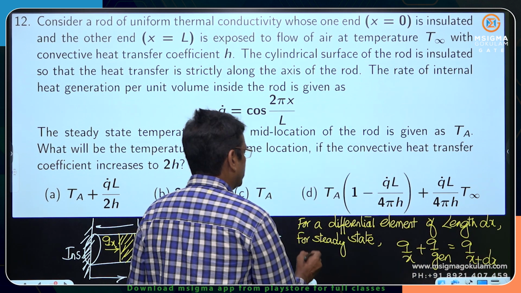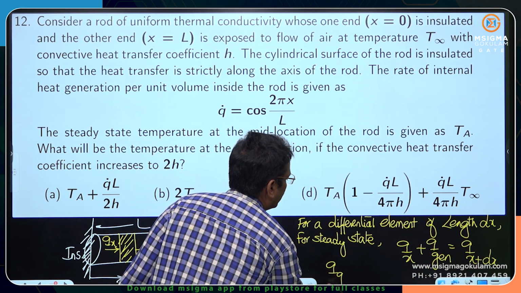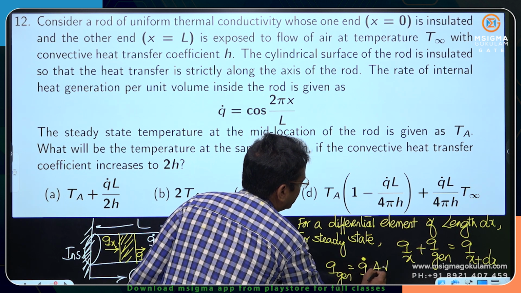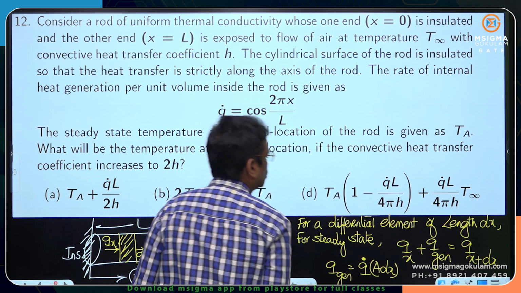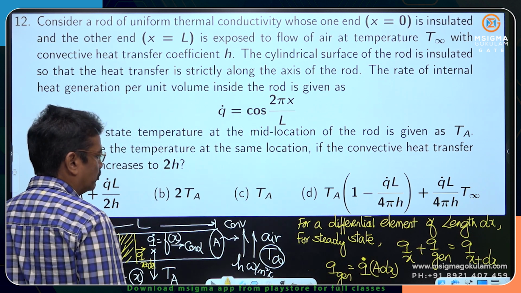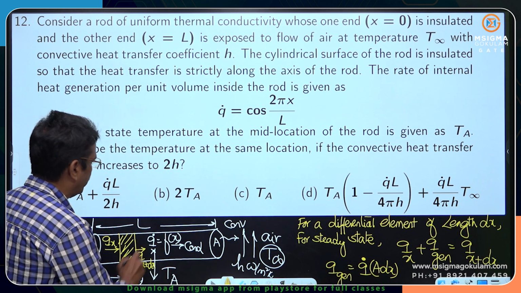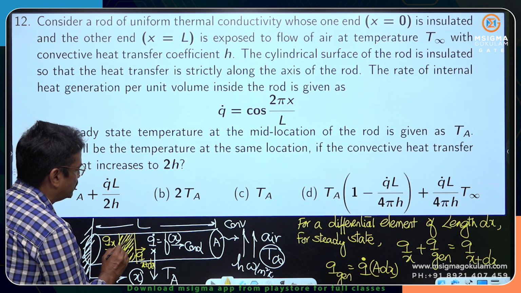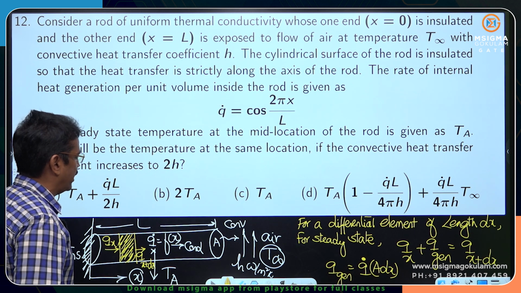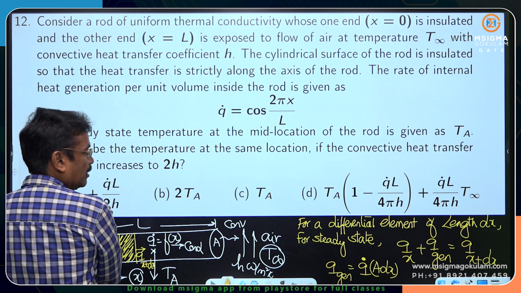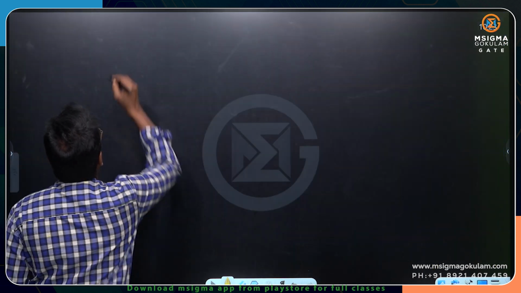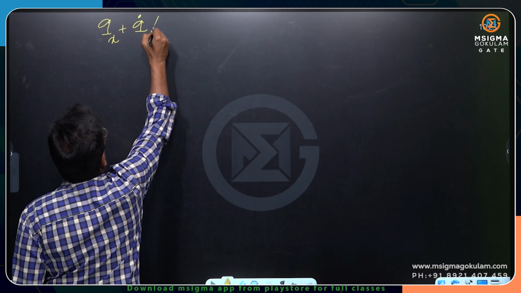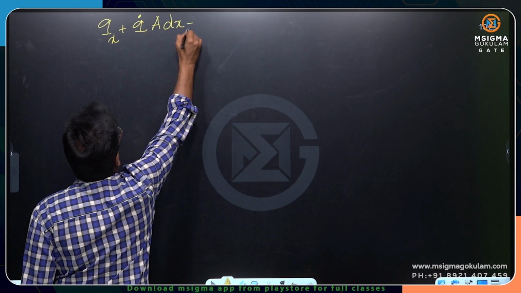Okay, what is the Q generated? Q generated will be Q dot into A dx. A dx is the volume of the element. Always Q dot is the heat generated per unit volume. If A is the cross-sectional area of the rod, A into dx is the volume of the element. Okay, then I write Qx plus Q generated, Q dot into A dx. What is Qx plus dx?